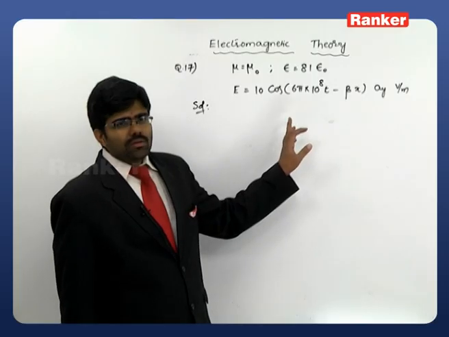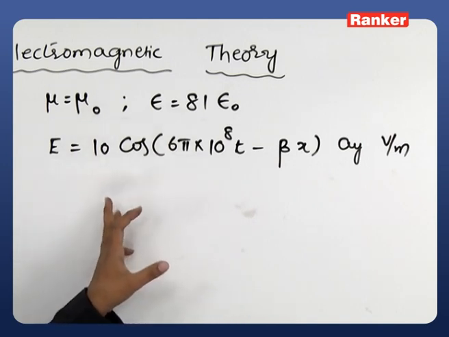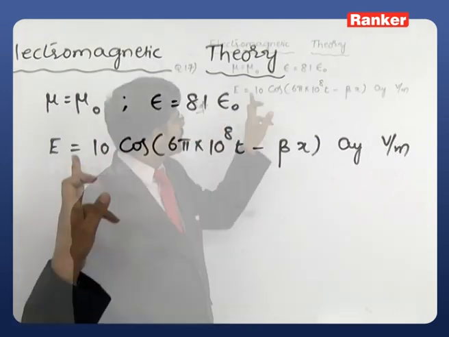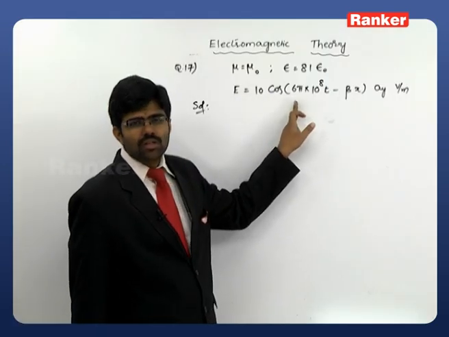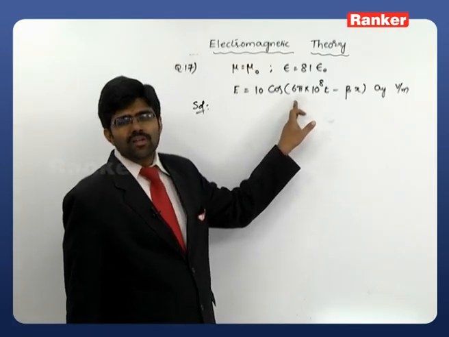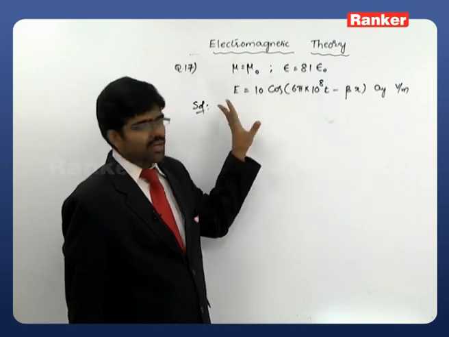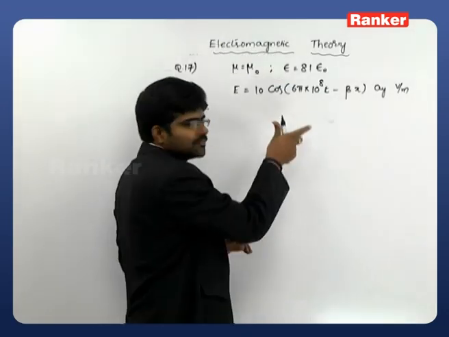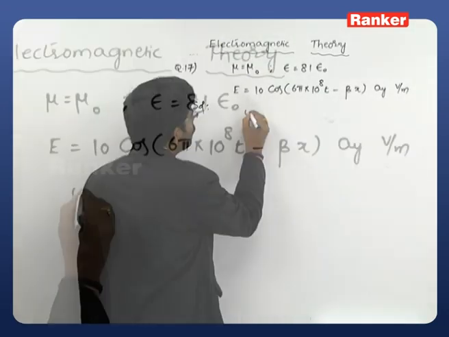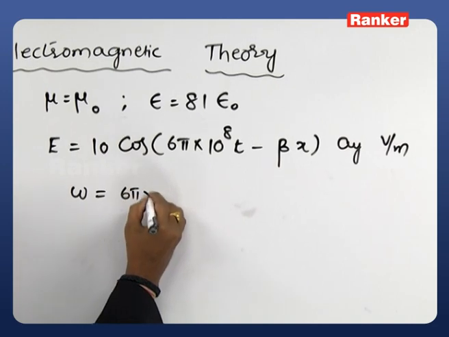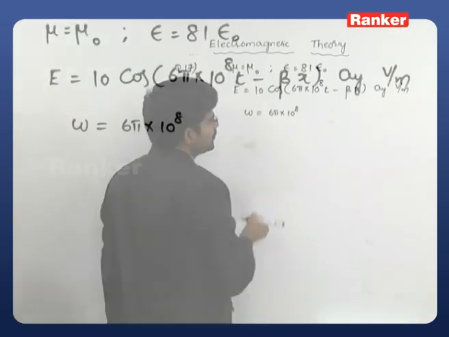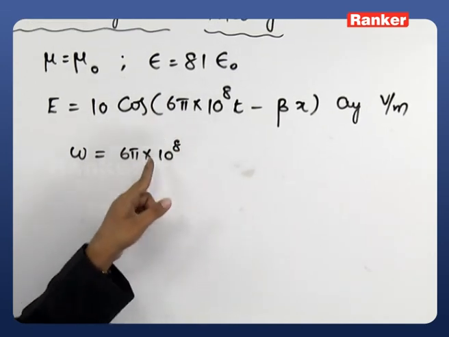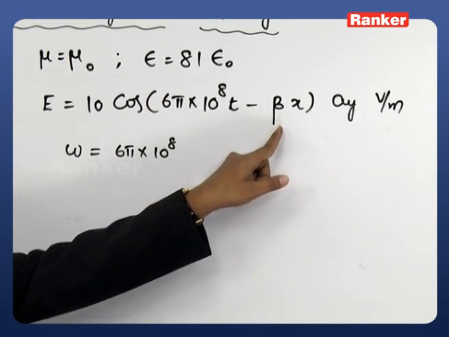Solution. For this medium, the characteristics are given like this: mu is equal to mu naught and epsilon is equal to 81 epsilon naught, and the electric field intensity equation is given to us. We are supposed to calculate the phase constant beta, right? Just examine this equation. This equation has omega, so directly from the equation we can write omega is equal to 6 pi times 10 power 8. That omega is the angular frequency, given as 6 pi times 10 power 8, and we require this beta.